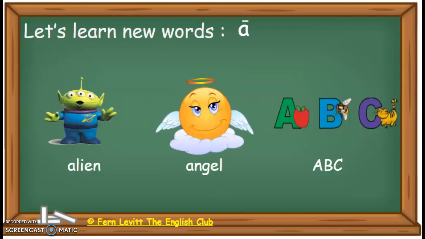The long vowel A makes the same sound as the name of the letter, as in A for alien, or A for angel, or A for the ABC.